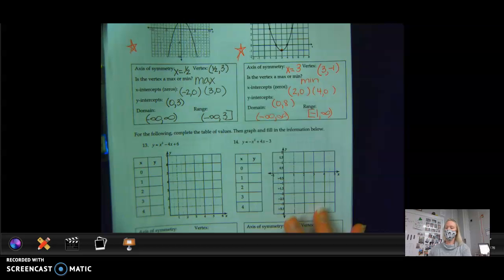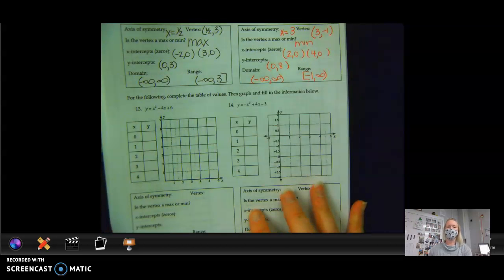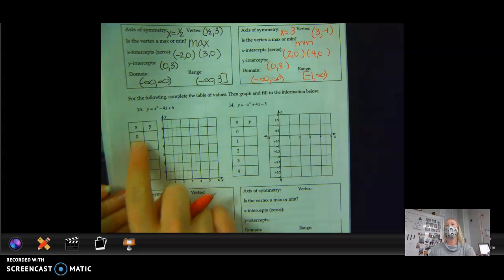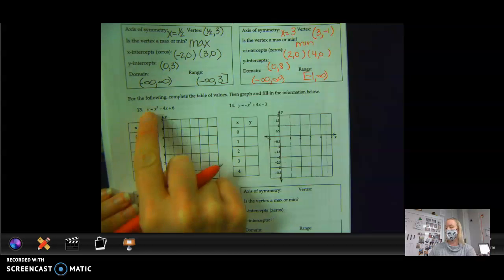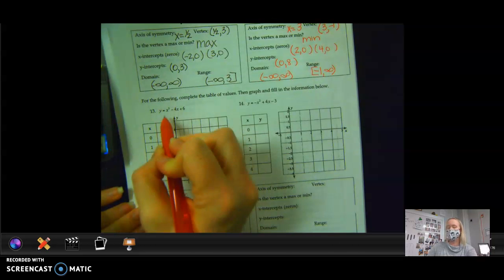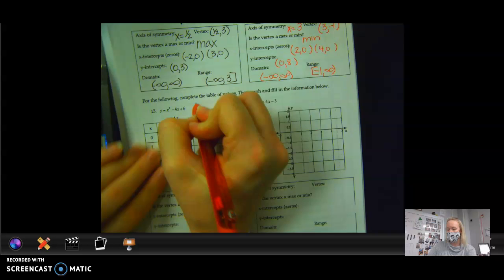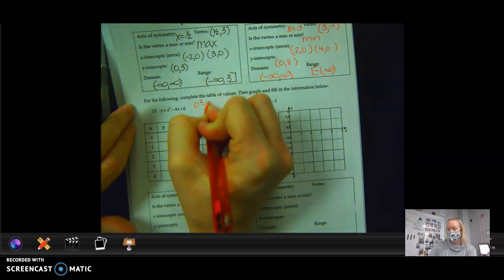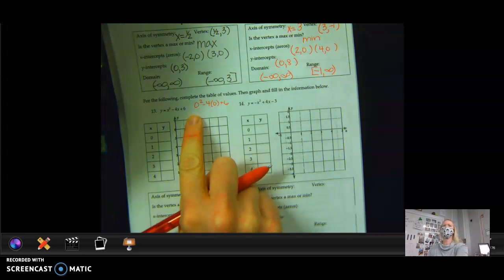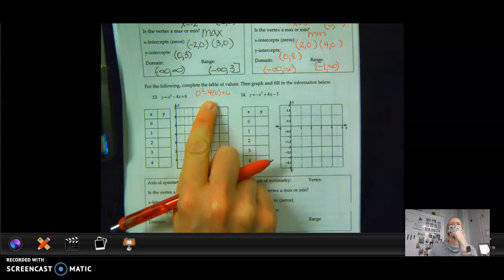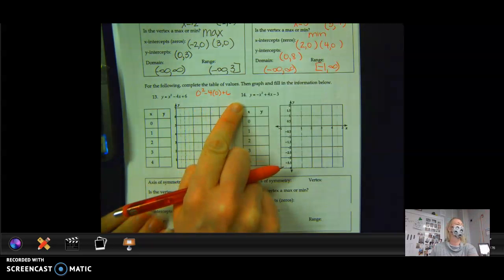Okay. Looking at example 13 and 14, we are now graphing, okay? So what you're going to do is they give you a table. All you need to do is plug in the numbers for x. So for instance, I'm going to plug in 0 for x here. So I'm going to do 0 squared minus 4 times 0 plus 6. What is 0 squared? 0. What's 4 times 0? So now I have 0 minus 0, but then plus 6. So how much is that?